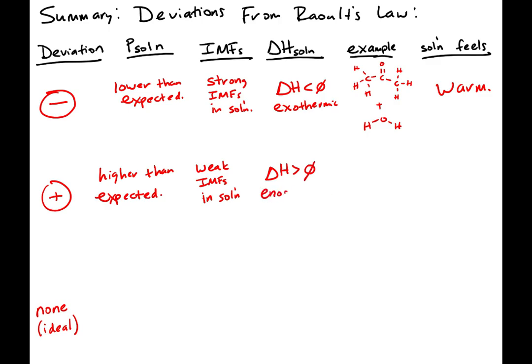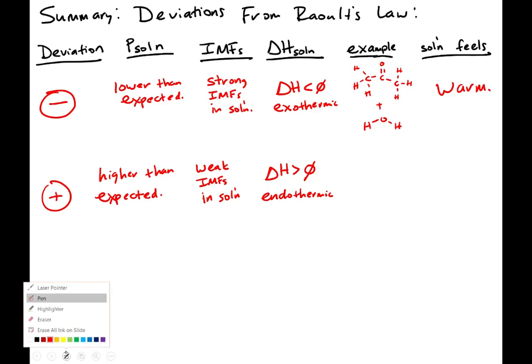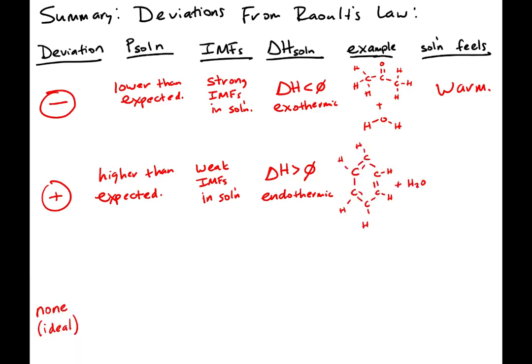This is endothermic. An example of that might be the mixing of benzene and water. So we'll go ahead and draw that. And we talked about why that was the case here, because benzene is totally nonpolar and cannot participate in hydrogen bonding interactions at all. It can't participate in dipole-dipole interactions either. And so when you try to mix it with water, it's not going to interact very well with the water. And it's just going to prevent water molecules from being able to do hydrogen bonding with other water molecules.